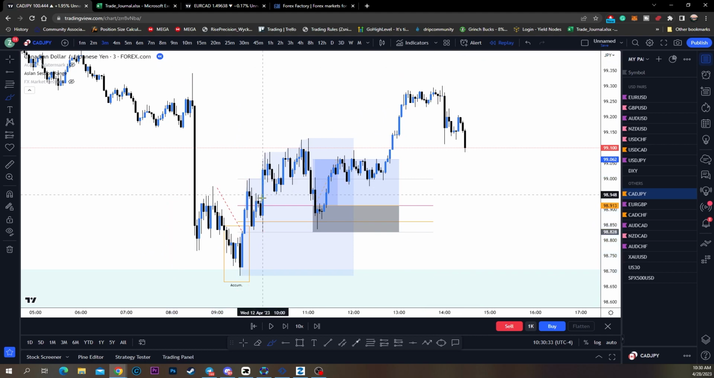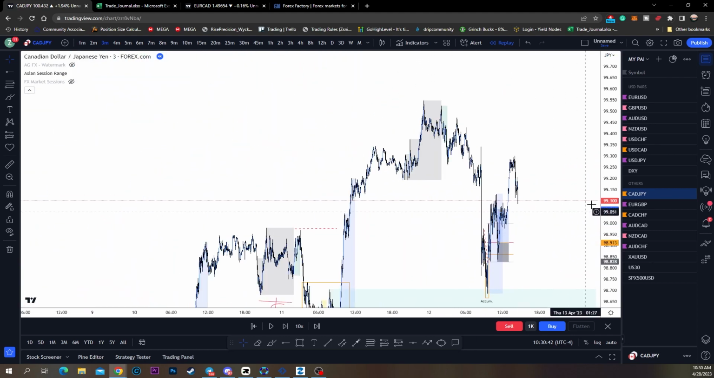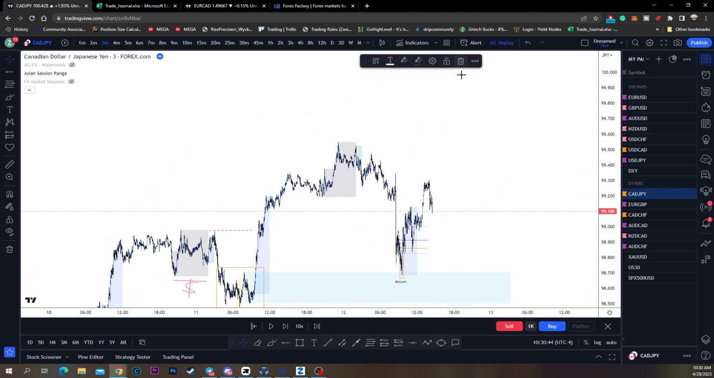So what we could play off of is this right here with reduced risk. I wouldn't have risked a lot of money on this trade. It would have been a reduced risk trade for me. And that would have been your best entry, looking at it from that perspective. And let's see what happened.